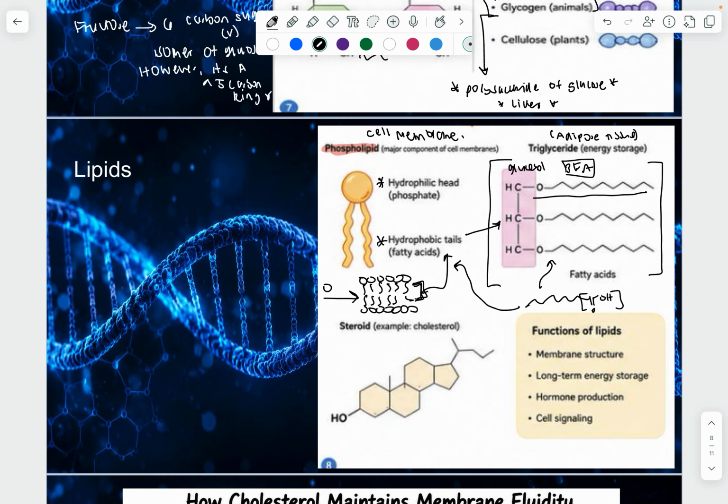So again, fatty acids are a base molecule. Fatty acids make up phospholipids, and fatty acids make up triglycerides. Phospholipids are found in your cell membrane. Triglycerides are found in adipose tissue. They are broken down after hours of not eating.